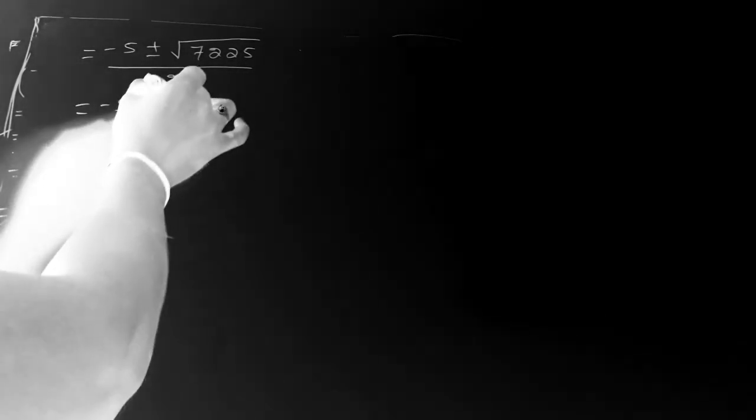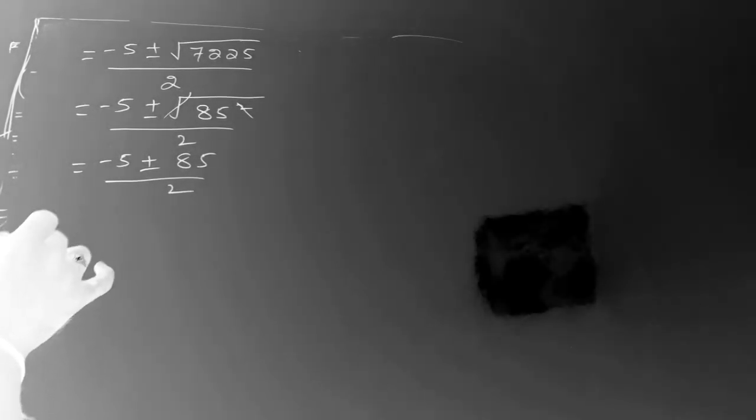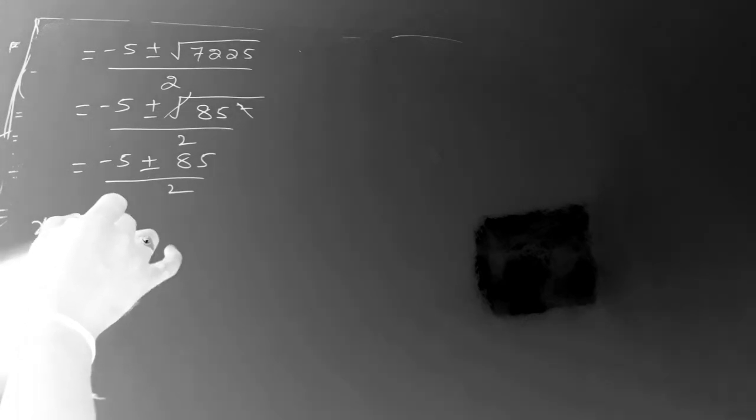Minus 5 plus or minus under root 7225. Here we can write this as 85 square, by 2. So minus 5 plus or minus under root 85 square. Square and root get cancelled. You will get 85 by 2. One time you take x is equal to plus 85, another time you take minus 85.